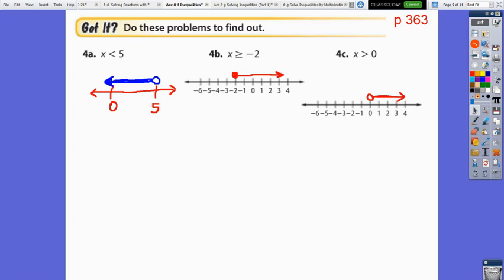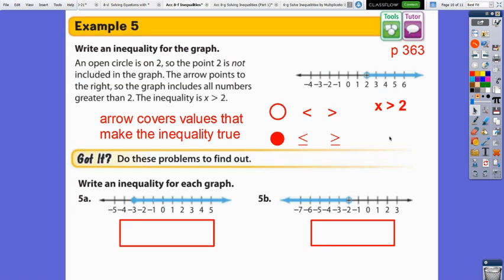All right, well, then we should be able to do these problems backwards also. So if I give you a graph, you ought to be able to write the inequality that matches the graph. You look for the circle. Is it open or closed? Then you look at what direction the arrow is covering. Is it numbers greater than the boundary number or less? In the example here, it's an open circle at 2, and the arrow covers numbers bigger than 2. So that's X is greater than 2, not greater than or equal to, because it's an open circle. Got it?